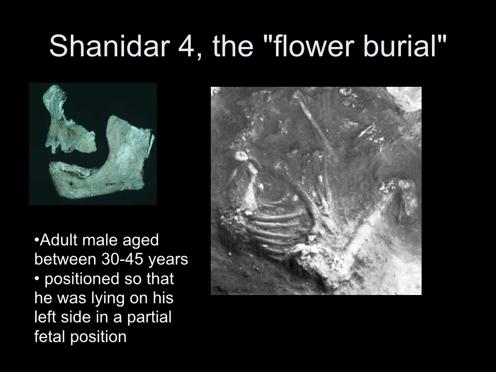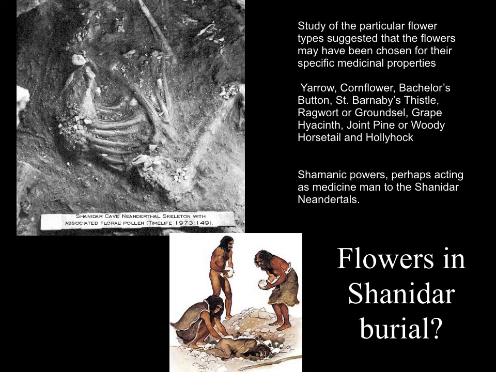And at some point they took soil samples from the area around where the bones were, and they took them for pollen analysis. This pollen analysis revealed that the soil around him actually had particular flower types, and they are listed here. They are mainly medicinal plants: yarrow, cornflower, bachelor's button, St. Barnaby's thistle, ragwort, grape hyacinth, joint pine or woody horsetail, and hollyhock.